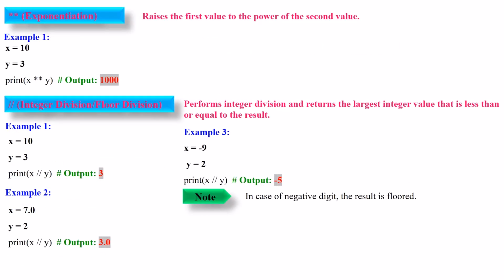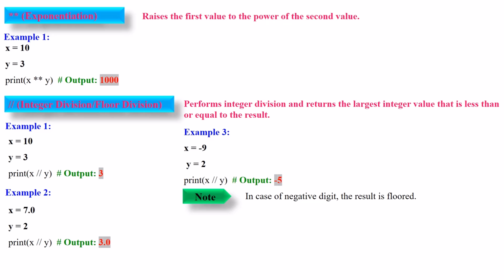The next arithmetic operator is exponentiation, which raises the first value to the power of the second value. In example 1 of exponentiation, the expression x exponentiation y raises x to the power of y, resulting in 1000, since 10 raised to the power of 3 is 1000.